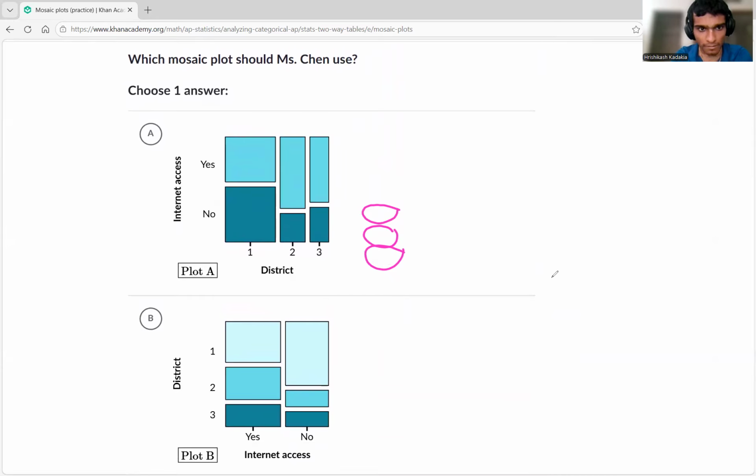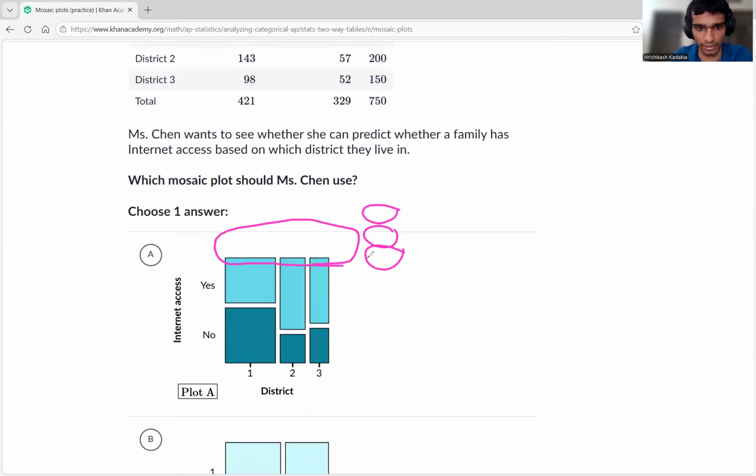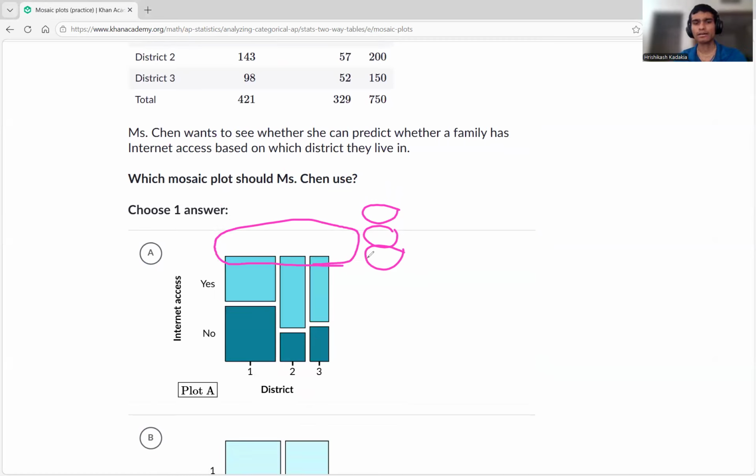If we compare this part, this one makes sense, right? Because District 1 has the majority, 400 out of 750. 400 is almost half of 750, because 400 is half of 800. That seems like it is almost covering half the piece. So yeah, that we can conclude, but B also seems like an option here, so let's check B actually.